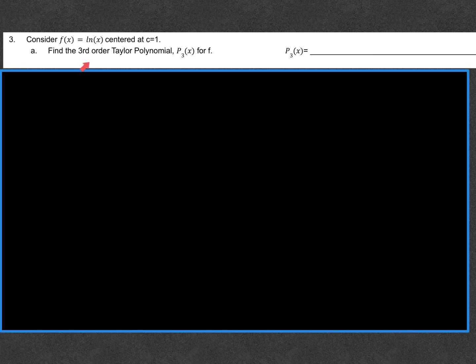Number 3, let's find the third order Taylor polynomial for function f, the natural log of x, centered at 1. All right, I noticed students do this 3 different ways.